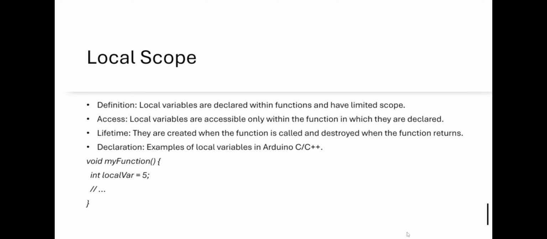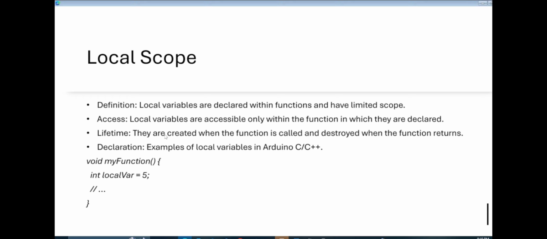That means that if I create a variable inside void setup, when Arduino comes out of void setup, any variable I created will be destroyed. Then the lifetime is only within the function they are created. They are created when the function is called and destroyed when the function returns. So my function can be something like void setup.